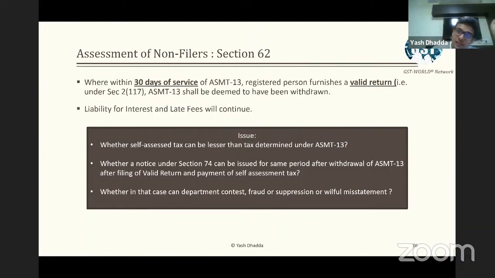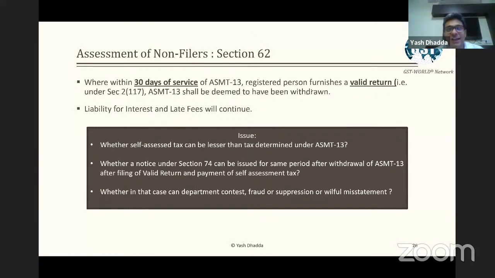Unlike section 59, the self-assessment section that we saw, where the word return was used, here in 62 the word used is valid return. Meaning thereby, within receipt of 30 days of ASMT 13, the registered person is required to file a valid return, pay the tax, pay the complete tax whatever he self-assesses. So again that's the second caveat.